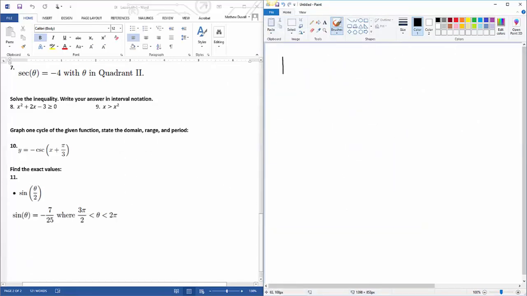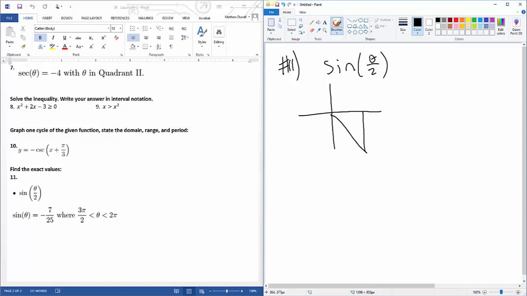For number 11, sine of theta over 2. So this is where we use the half angle identity. And so I want you to look up that half angle identity, to at least do some research. But just remember that this is saying 3 pi halves to 2 pi, so that's going to be quadrant 4. And so negative 7 over 25. We're going to have to go through and use that half angle identity. How do I know it's a half angle identity? Well, I'm taking the angle and dividing it in half.